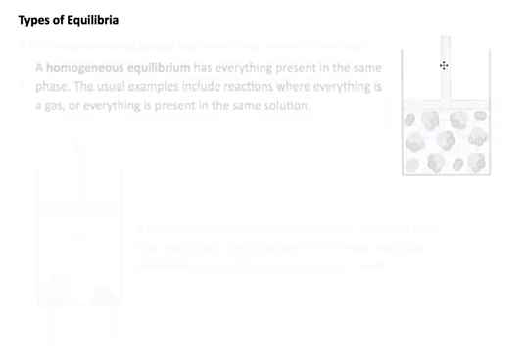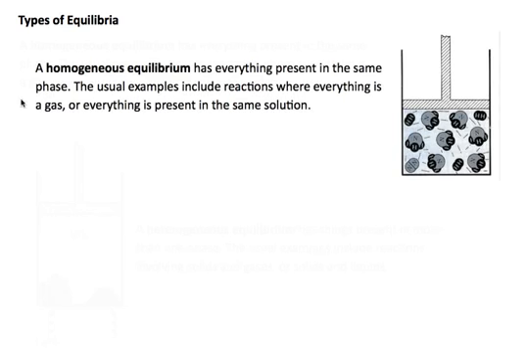Okay, so last short video from an introduction point of view, just going to mention two different types of equilibria that we come across. Let's have a look now. So first of all, we have what's known as a homogeneous equilibrium.